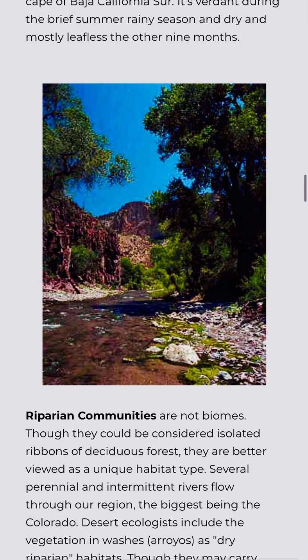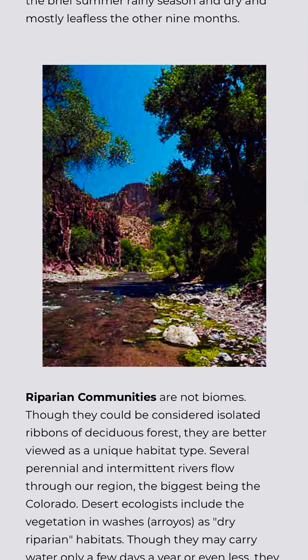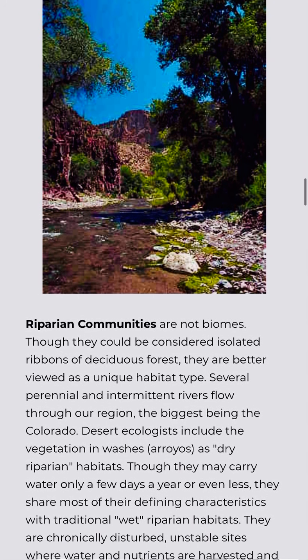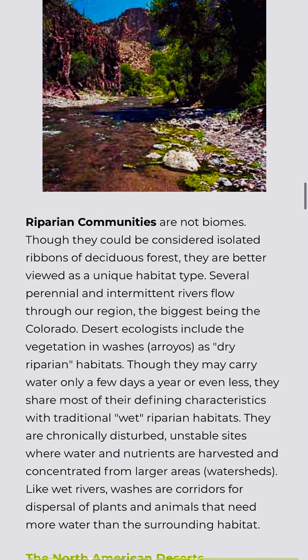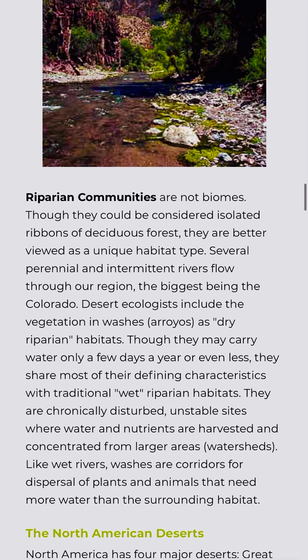Riparian communities are not biomes, though they could be considered isolated ribbons of deciduous forest. They are better viewed as a unique habitat type. Several perennial and intermittent rivers flow through our region, the biggest being the Colorado. Desert ecologists include the vegetated washes and arroyos as dry riparian habitats. They may carry water only a few days a year or even less. They share most of their defining characteristics with traditional wet riparian habitats.